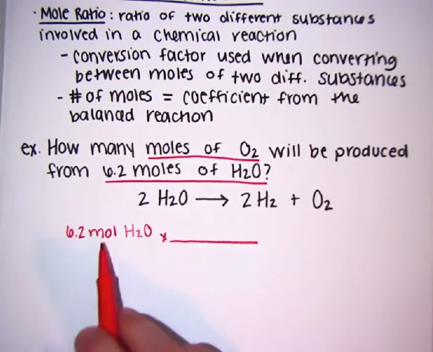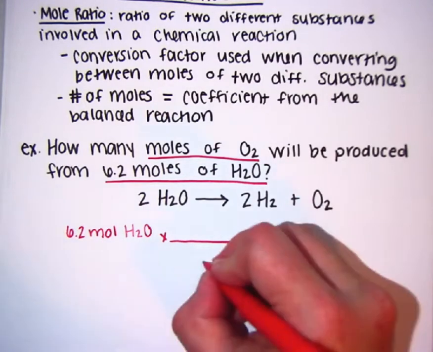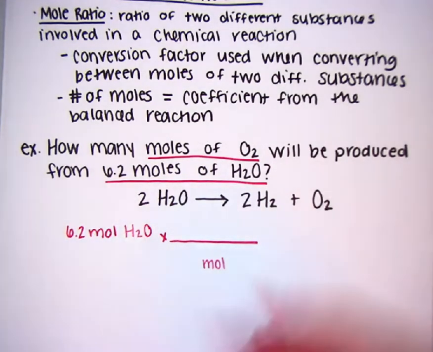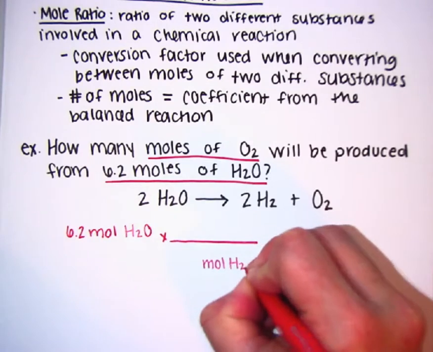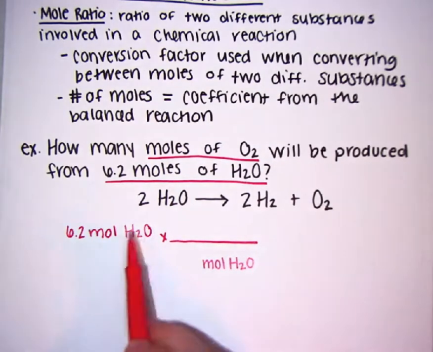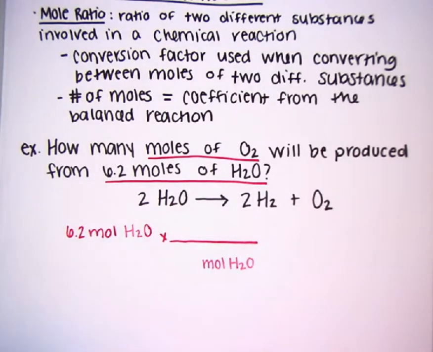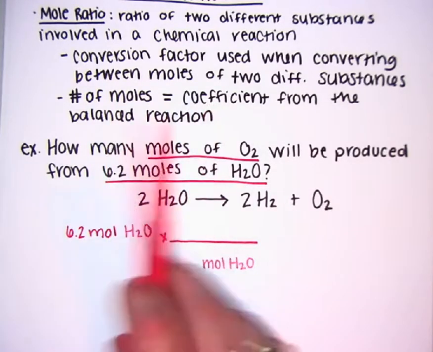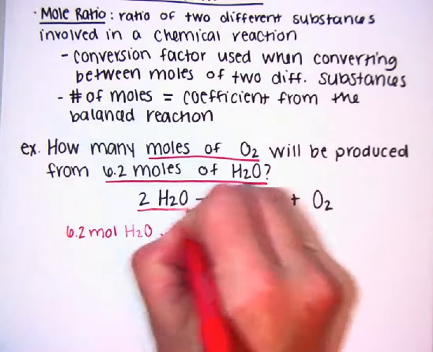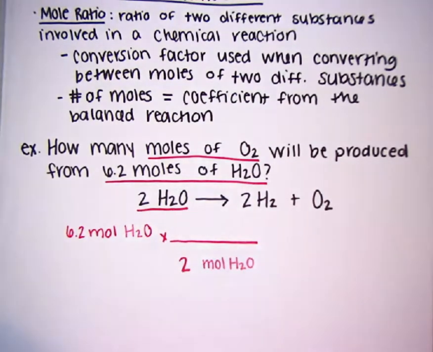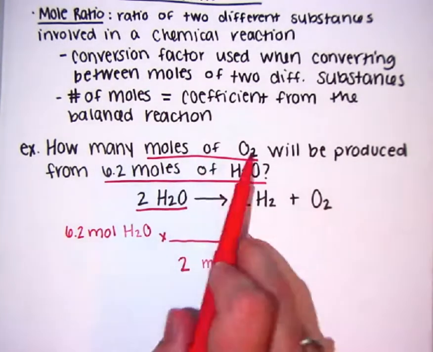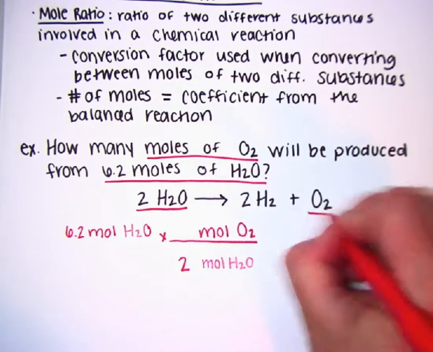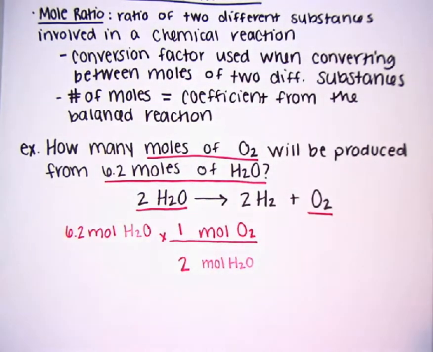So not only do we need the unit to cancel, moles goes in the denominator, but we also need the substance to cancel. So H2O goes into the denominator as well. Moles of H2O divided by moles of H2O are going to cancel out. Well, how do we figure out how many moles of water we have? It's equal to the coefficient from the balanced reaction. I have 2 moles of water. We are solving for moles of oxygen. Whatever you're solving for will go in the numerator. Based on my balanced reaction, I just have 1 mole of oxygen.